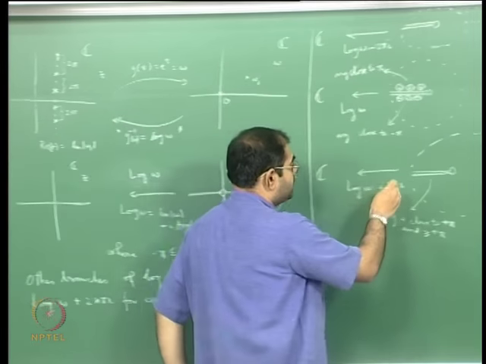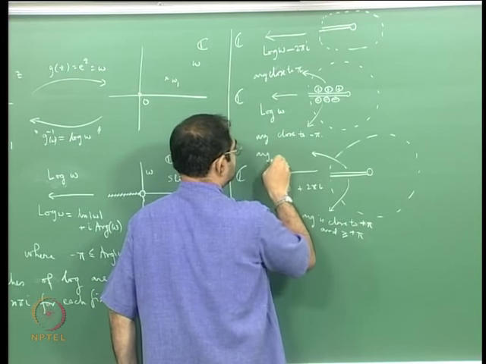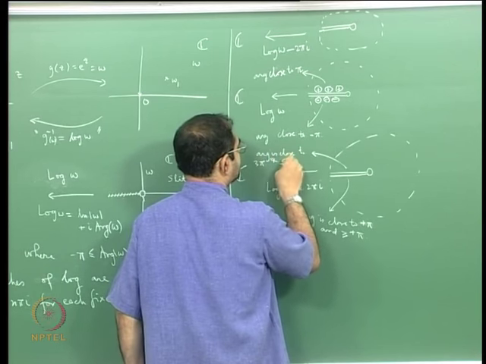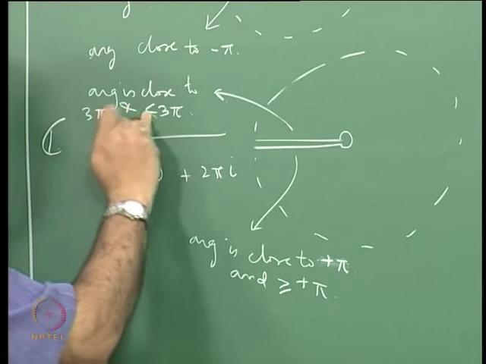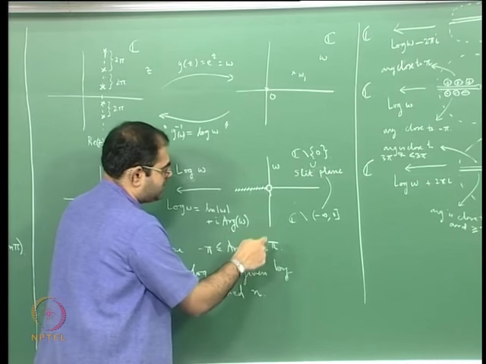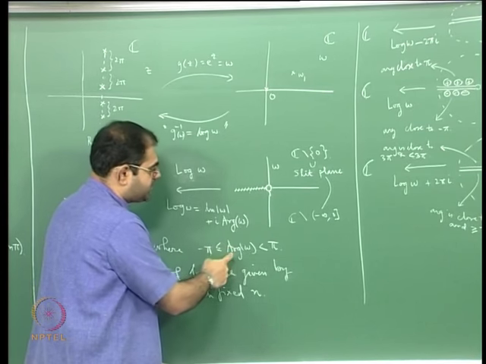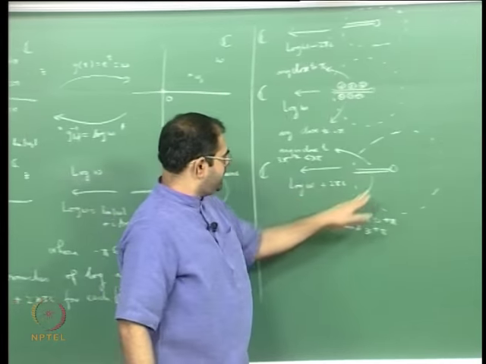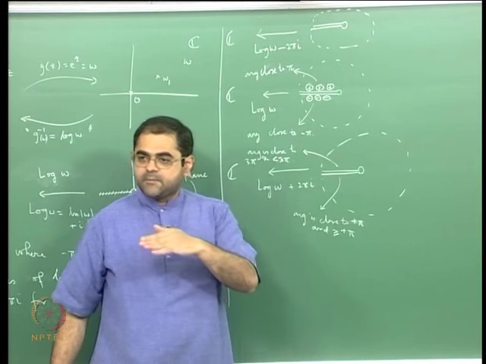Okay, and if you look at it above, if you look at points here, the argument is close to 3 pi, and of course less than or equal to 3 pi. Strictly less than 3 pi, because it changes from minus 3 pi less than or equal to the argument of this branch, strictly less than plus pi, less than or equal to argument of this branch, strictly less than 3 pi. Okay, so below it is going to be close to plus pi and greater than or equal to plus pi, and above it is going to be close to 3 pi but lesser than 3 pi.